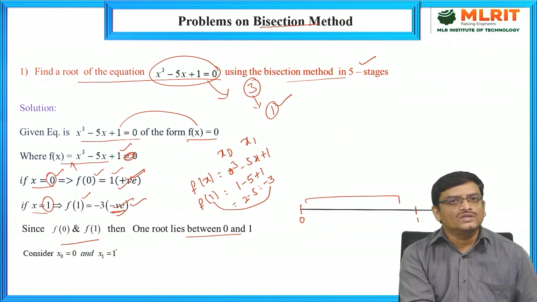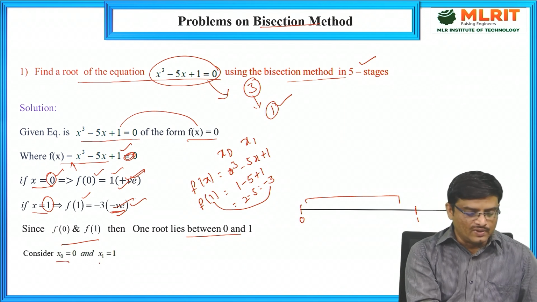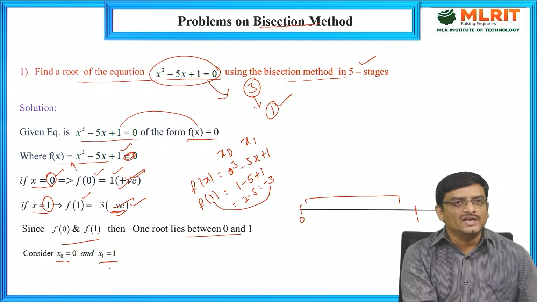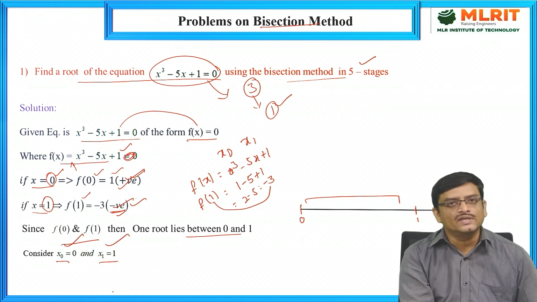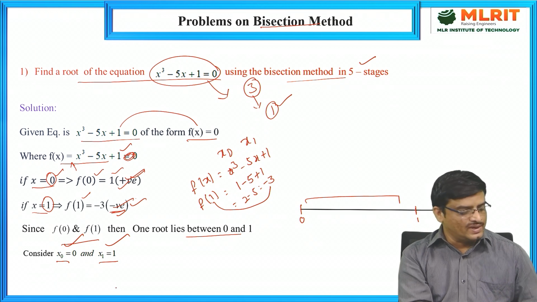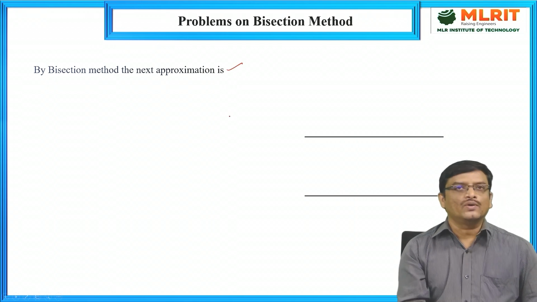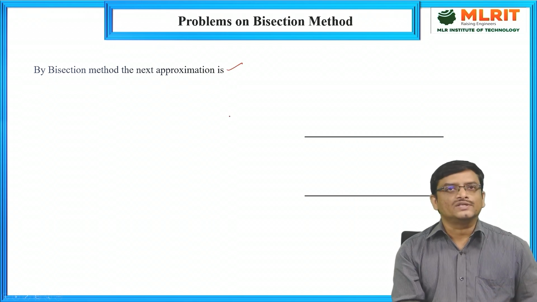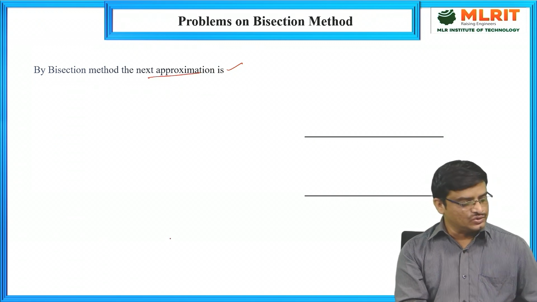Now I want to represent this 0 as x0 and the second real number as x1. So x0 is equal to 0 and x1 is equal to 1. Now we are going to find the next value x2. So now I want to apply the bisection method. Till now I have not applied the bisection method. Now I am going to apply the bisection method for the next approximation, that is the x2 value here.